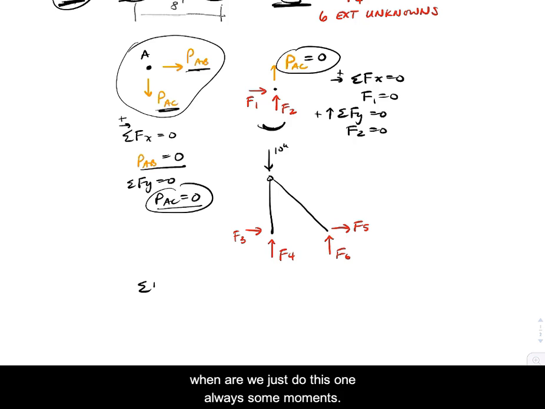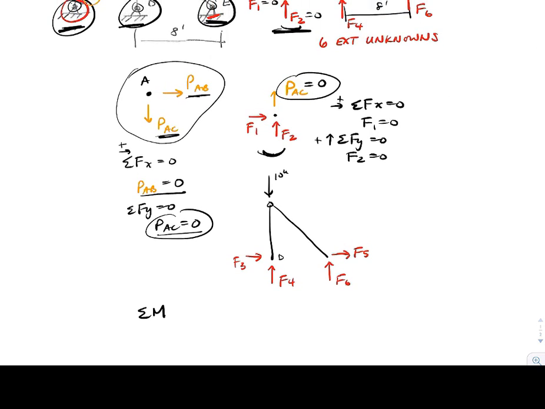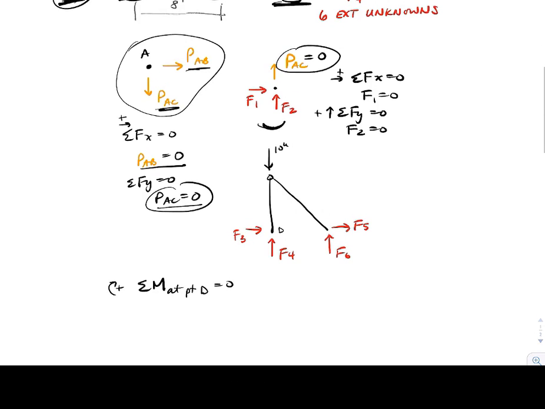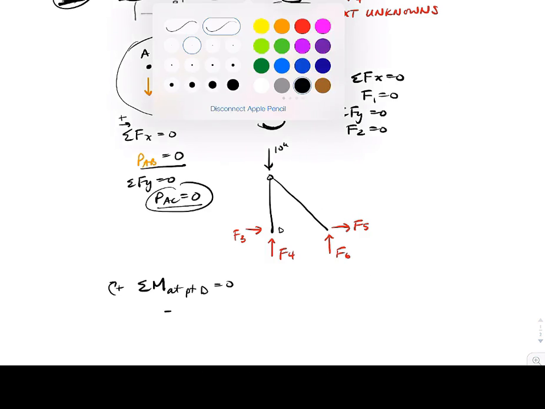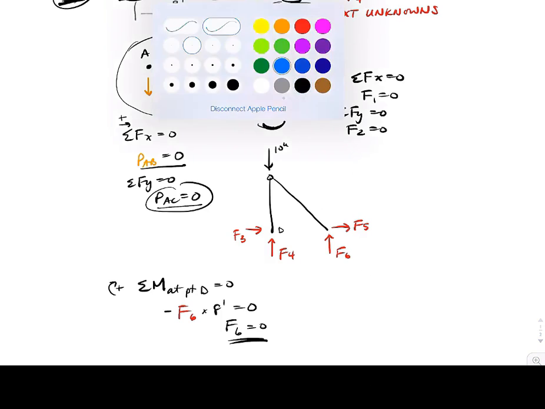So why don't we just do this? Why don't we sum moments, and this is at D, at point D. When we do that, we've got to get 0. And so the only force that contributes would be F6, and it would have a lever arm of not 18 but 8 feet equals 0. That would tell us that F6 equals 0.